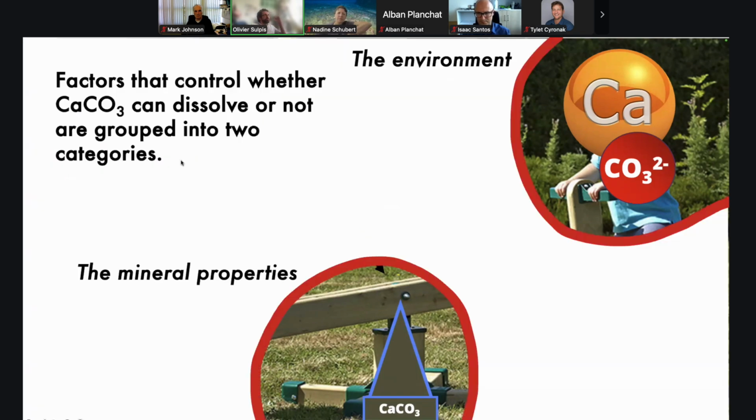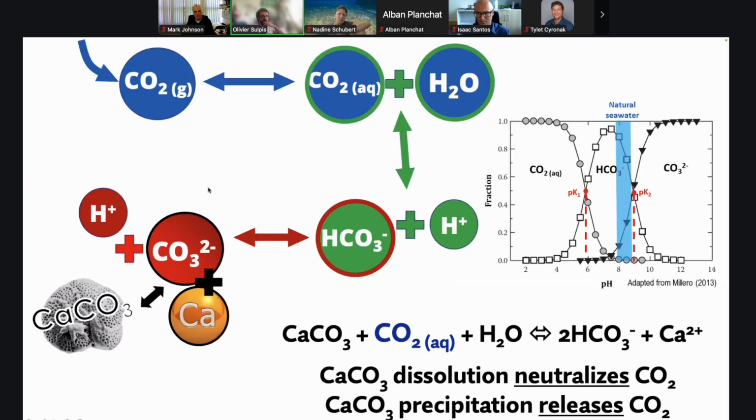And so there are 2 groups of factors that can explain whether a calcium carbonate mineral can dissolve or not when it's in seawater. Some are related to the environment it's in, so mostly to the chemistry of the seawater in which it's in, and some factors are related to the mineral properties. So we'll go through all of that together. So a little bit of chemistry to start. Tyler already touched base on all of these things, but here is one more reminder.